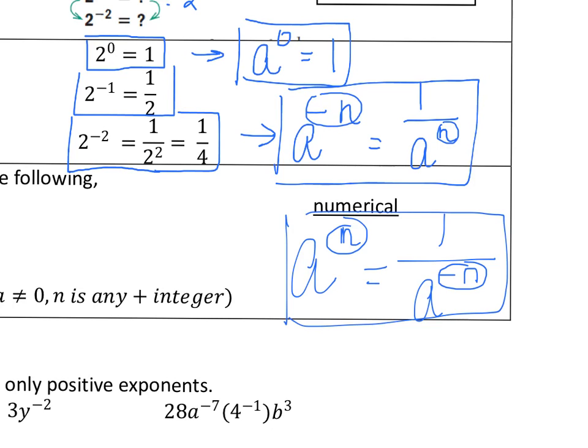So, in conclusion, the powers, or I would like to say the exponent, let's use exponent, it's a better word. The exponent changes signs. Okay?